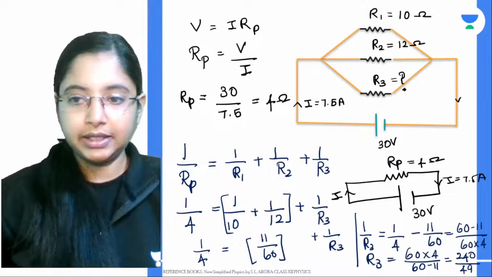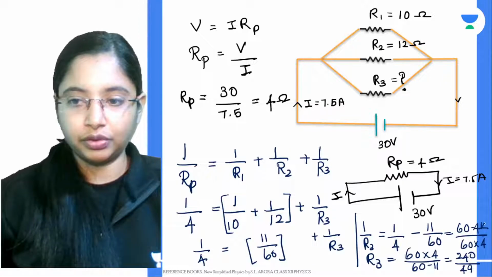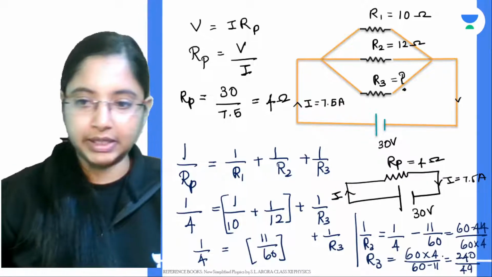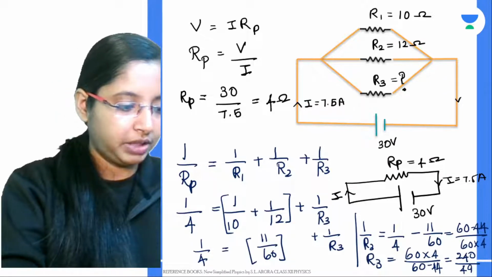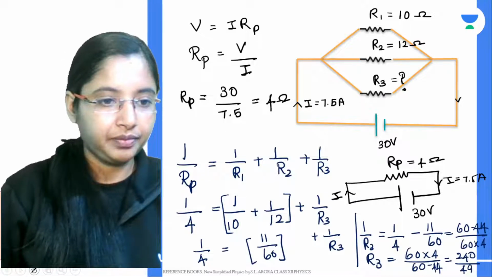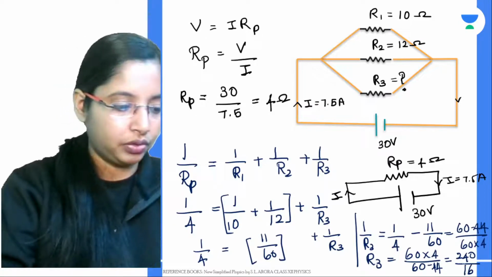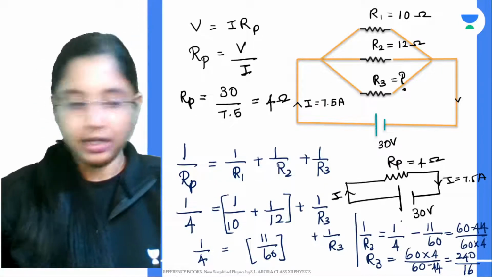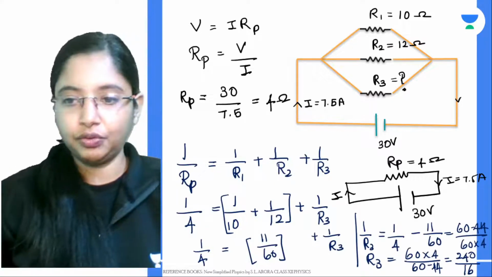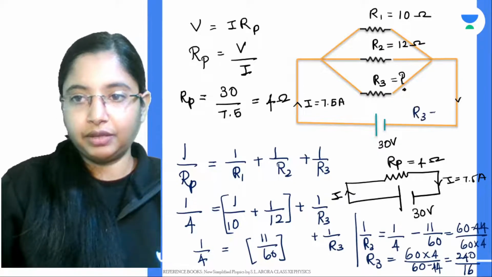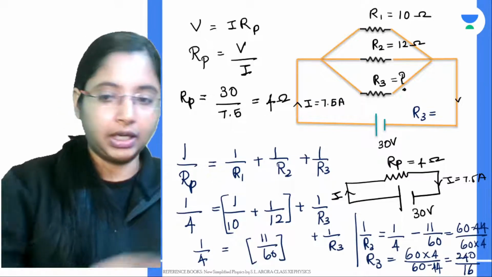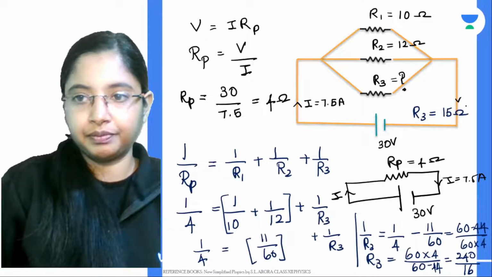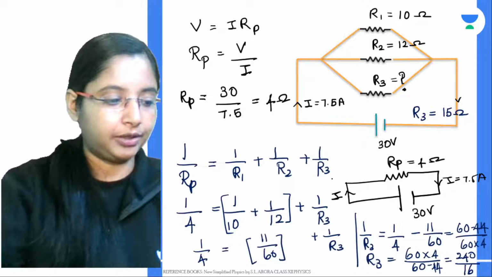Sorry, my mistake, it will be 11 times 4, which is 44. So 60 minus 44 will be 16. Now 16 times 15 gives you 240. So the R3 value, if you solve 240 divided by 16, you will get a value of about 15 ohms. That is the third resistance value.